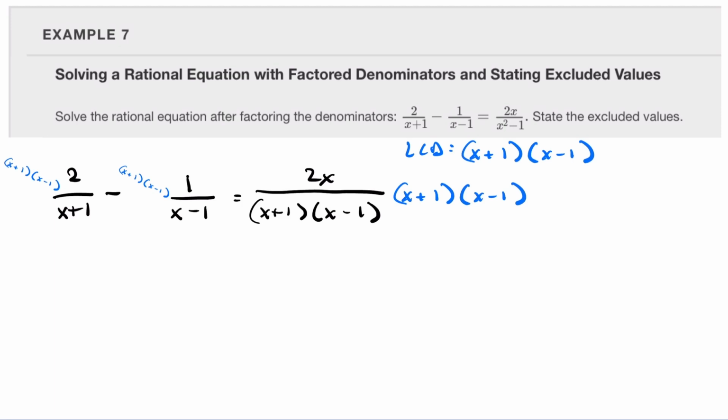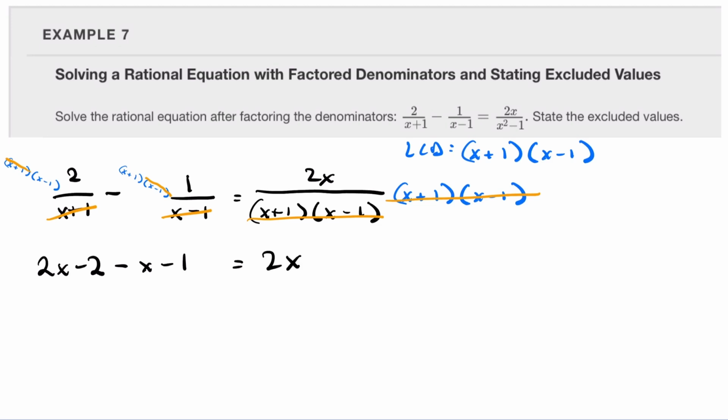So we get some cancellations going on here. This x plus 1 cancels this x plus 1. That leaves us with, I guess we can expand it. It's going to become 2x minus 2. This x minus 1 cancels this x minus 1. So that's going to become minus x minus 1 equals, and then this denominator cancels this, and it just leaves us with a 2x over here.